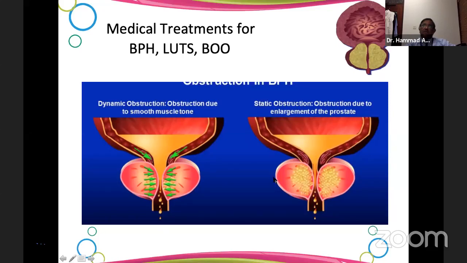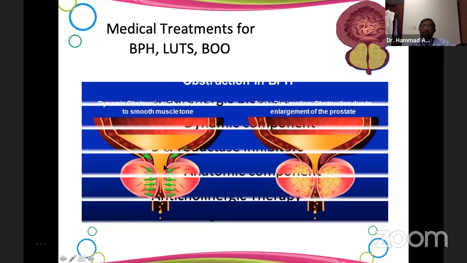So this obstruction and this obstruction are two different types of obstruction. This happens in all the patients. This happens in a smaller percentage of patients, and we need to treat both. If both are present, we need to treat both; we treat one if only one is present.